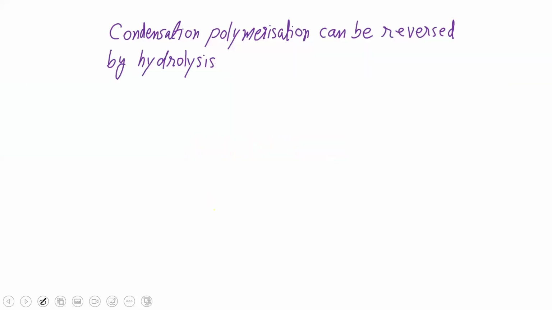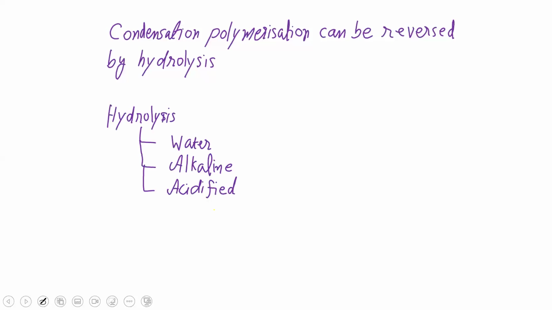Now, what is hydrolysis? Hydrolysis is the introduction of OH. There are 3 types of hydrolysis: by water, by alkali, by acid. Hydrolysis is defined as reaction with water, introduction of OH group. I repeat my concept. What is hydrolysis? Hydrolysis is the reaction of a substance with water. It is the introduction of OH group for organic compounds.